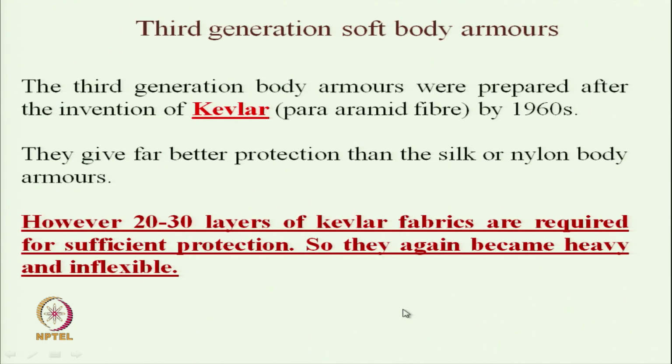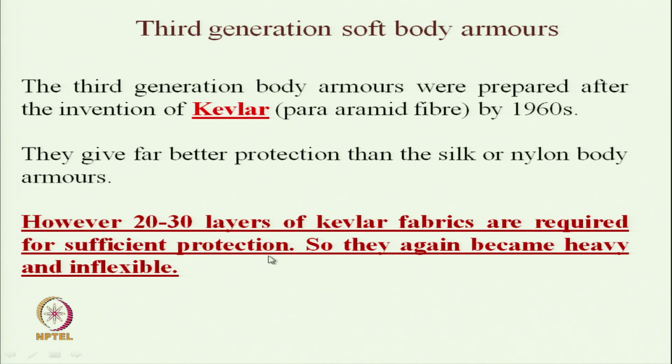flak jackets failed. The third generation soft body armors started after the invention of Kevlar, which is a para aramid fiber. It was developed around the 1960s. After this development of Kevlar, we started developing the soft body armor. It is a very strong fiber with high impact resistance.